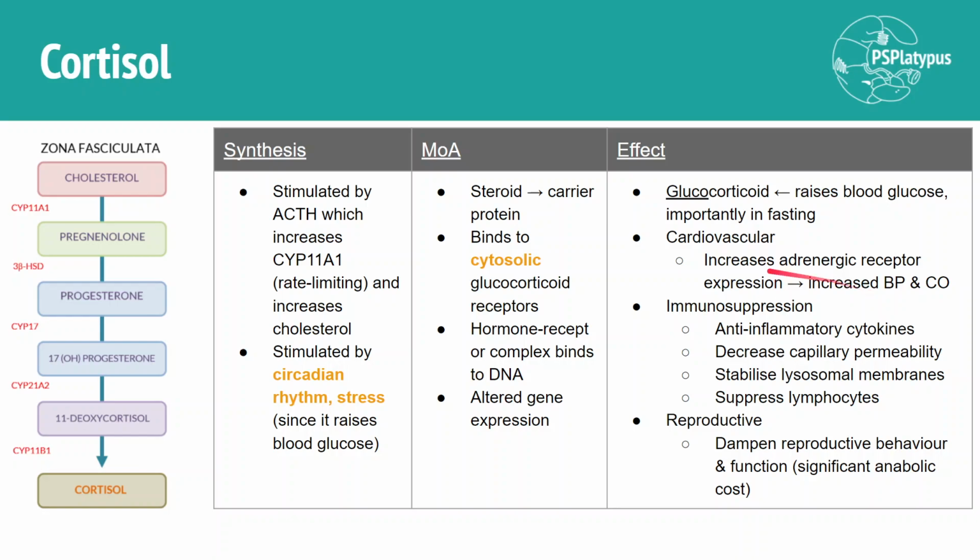But it has immunosuppressive function, so it does all these things. And it also inhibits the reproductive function of the body, since it has a significant anabolic cost, and we're more interested in surviving with the cortisol. And another cool thing is that the reason why it's stimulated by the circadian rhythm is because in the morning, it's like a way to wake up and get ready for stressors upon waking up, which is probably evolutionary.